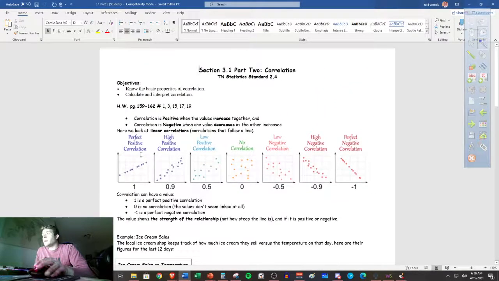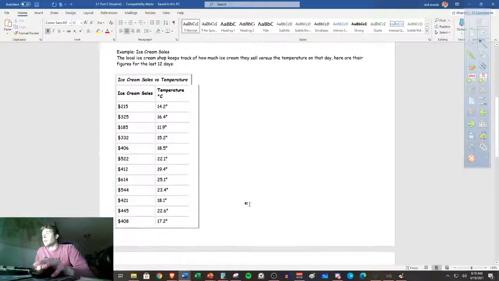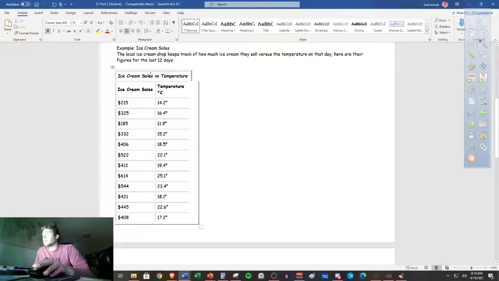And here we see something that's very similar to what we had in our slides, but we're going to talk about ice cream sales, okay? Do you think there is a correlation between ice cream sales and temperature, right? That's what we want to know. So the local ice cream shop keeps track of how much ice cream they sell versus the temperature on that day. Here are the figures for the last 12 days. Now this is in Celsius, so obviously this isn't America, right?